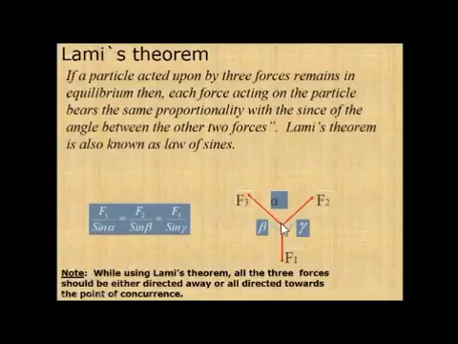Now suppose this point in the middle is the particle, and it is acted upon by three forces, F1, F2 and F3, such that the system is in equilibrium. From this we can get the equations: the forces acting on this particle bear the same proportionality with the sine of the angle between the other two. Here we have shown three angles, alpha, beta and gamma. So it goes like this: F1 by sine of its opposite angle, sine alpha, F2 by sine beta, and similarly F3 by sine gamma. All these three should be equal. That means F1 by sine alpha is equal to F2 by sine beta is equal to F3 by sine gamma.